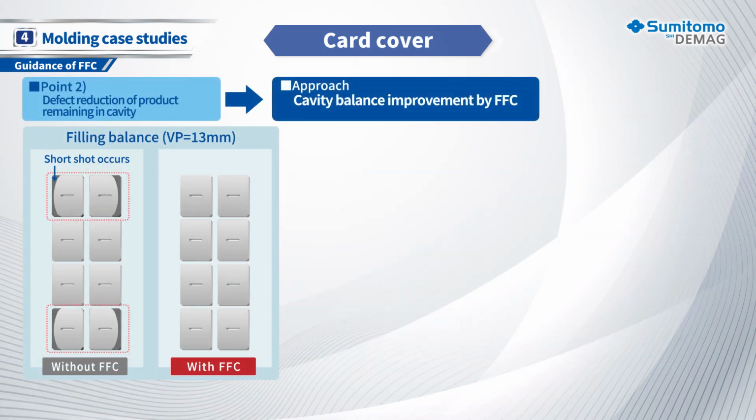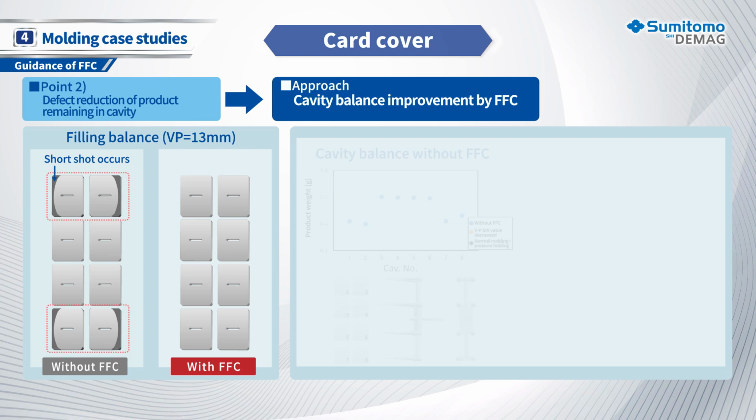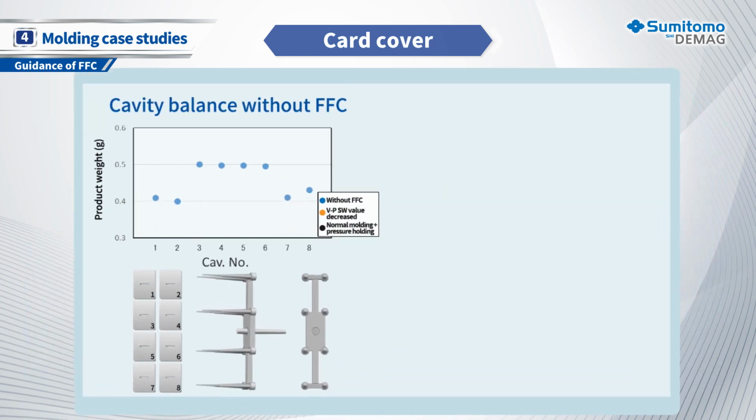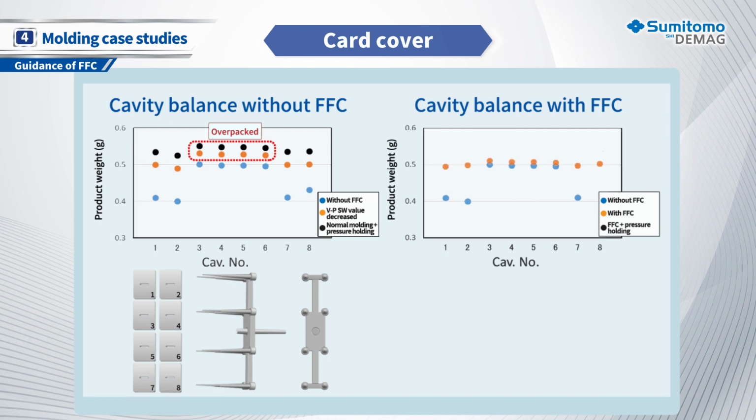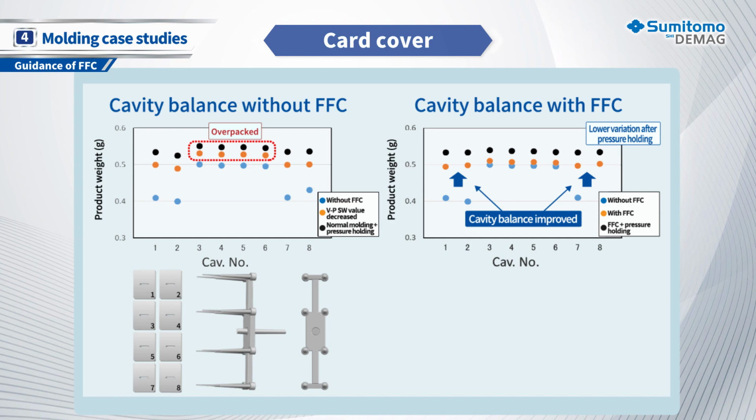Next, let's look at defects of overfilled product remaining in the cavities of the fixed side mold. The weight of short shot moldings is shown in this graph. In the case of the normal molding method, the product is filled by reducing the VP switchover value, so the holding pressure is applied while the product in the center cavity is overpacked. On the other hand, when FFC is used, it is filled by the viscoelasticity of the resin, so the holding pressure will be applied with a certain weight balance.